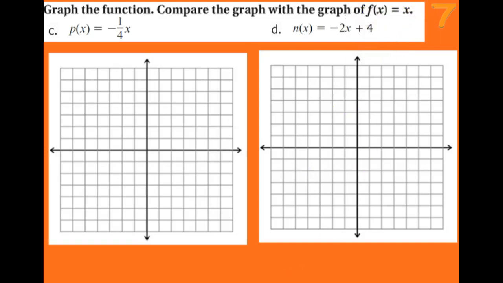I'm going to graph my parent function on both graphs right away. Y equals 1x plus 0. My pen does not like me today. So starting at 0, our slope is 1 over 1. I'm going to graph this on both graphs.